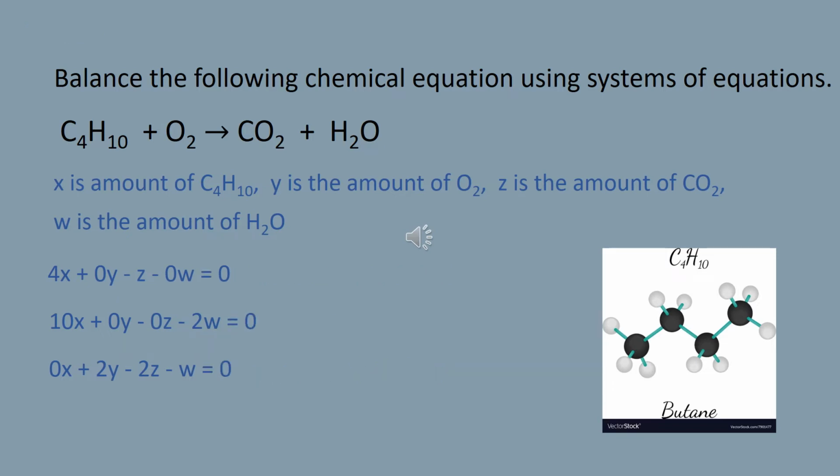Now for the next step of solving our system using matrices, we will need all of the variables on one side of the equal sign and constants on the other side of the equal sign. So the 3 equations that we had will be rewritten as 4x plus 0y minus 1z minus 0w equals 0. And then the second equation, 10x plus 0y minus 0z minus 2w equals 0. And then 0x plus 2y minus 2z minus w equals 0.